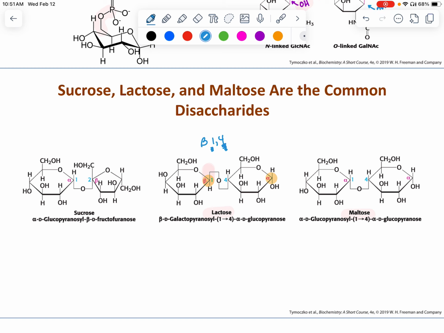When I look over here on the right, again, I've got my anomeric carbon, and my anomeric carbon that's part of the bond was in the alpha configuration. This would be an alpha 1,4, first carbon on the left, fourth carbon in the one on the right.